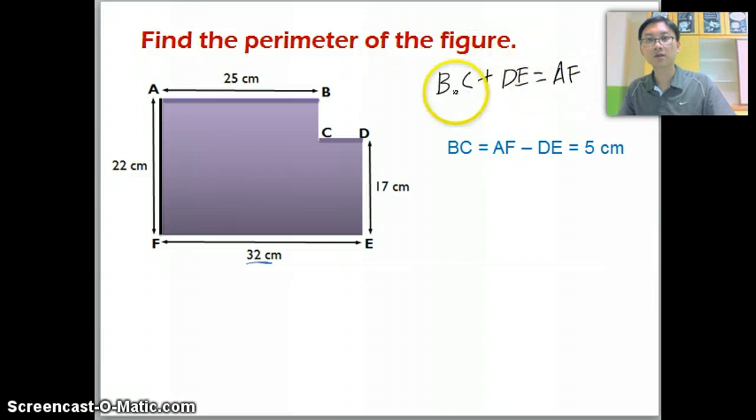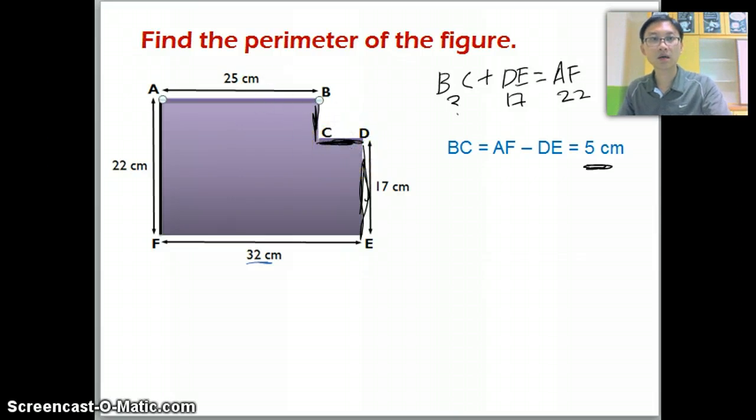And it's because of this. I don't know what BC is. This is what I don't know. DE I know is 17. AF I know is 22. So it's very obvious that BC is 22 minus 17, which gives me 5. So BC and DE will add up to become AF. So can I now find CD? Yeah, you should be able to see.